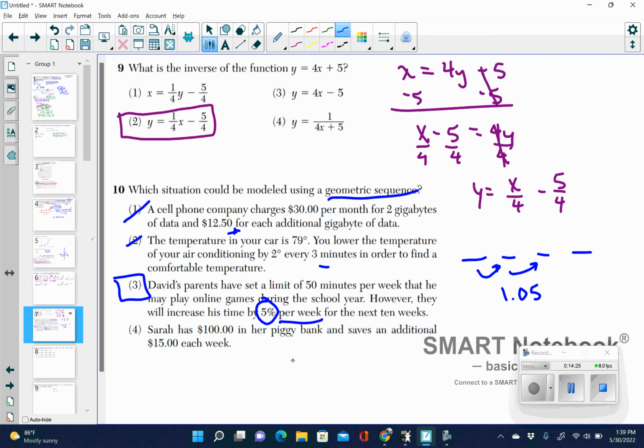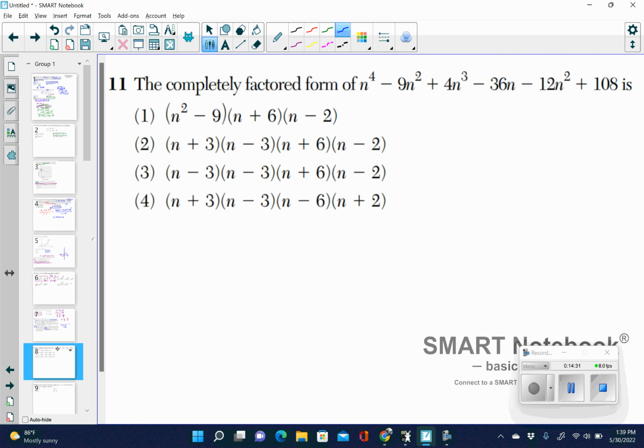So finally, Sarah has $100, saves an additional $15. Again, that's adding. You're just adding $15 each week. Okay. The next one. So the completely factored form of this is blah, blah, blah.